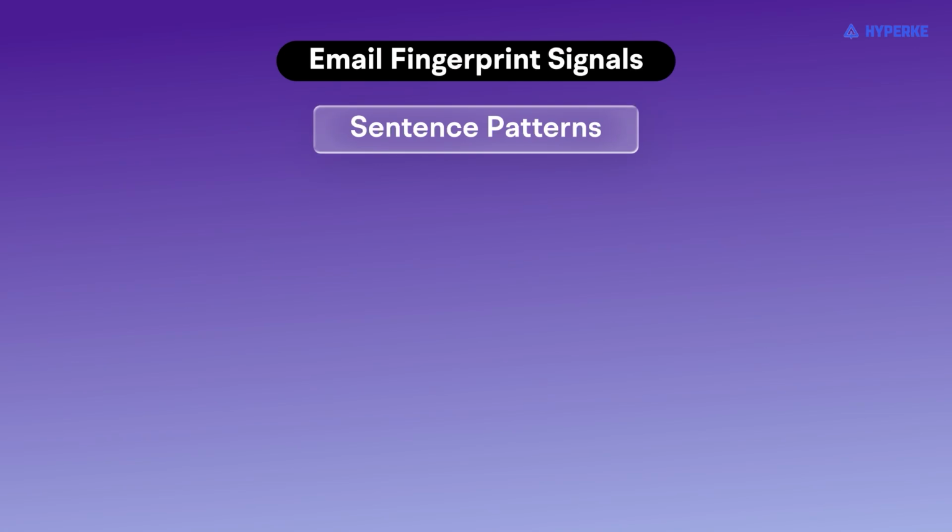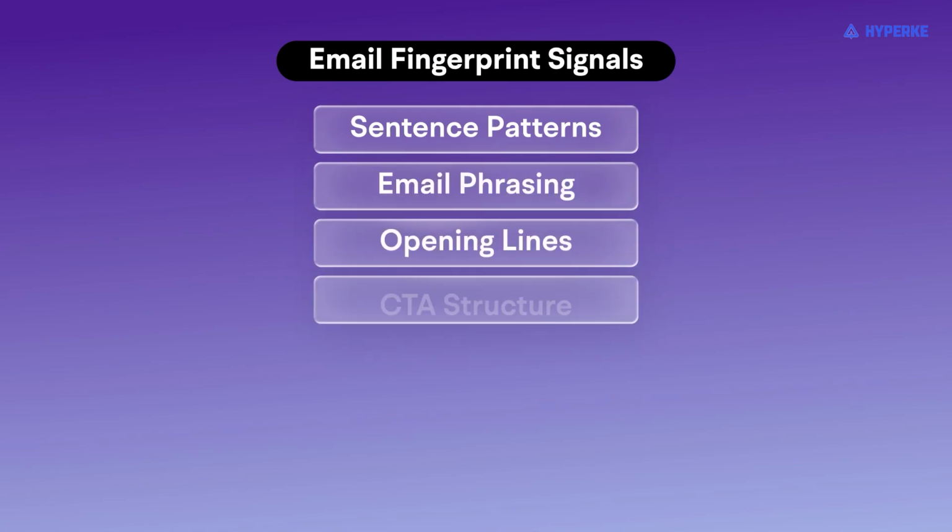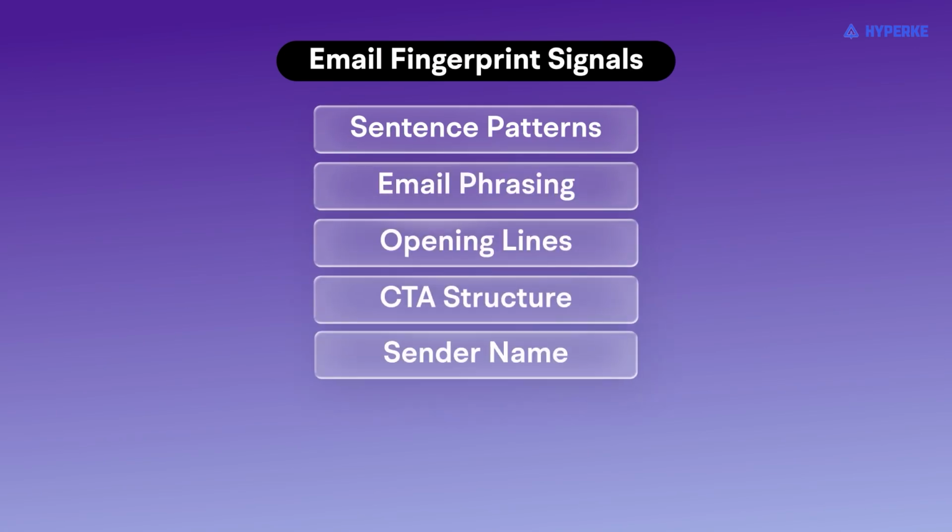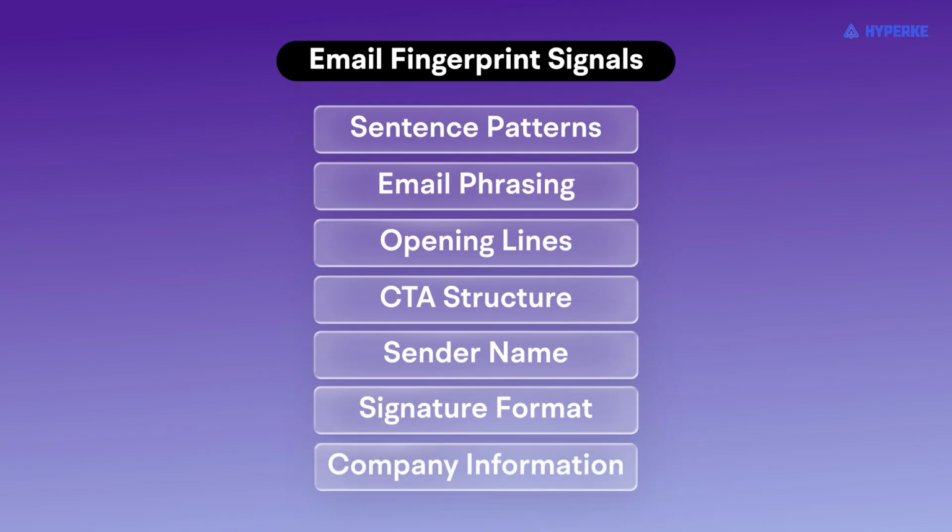And in order to do this, we first need to understand exactly what the ESPs look at and how they fingerprint emails. So an email's structural signature is made up of a few things: sentence patterns, phrasing, opening lines, the call to action structure, and the name of the sender, the signature format, and company identification information. So when you send the same email template tens of thousands of times, the ESPs start recognizing that these are all the same emails coming from the same company.